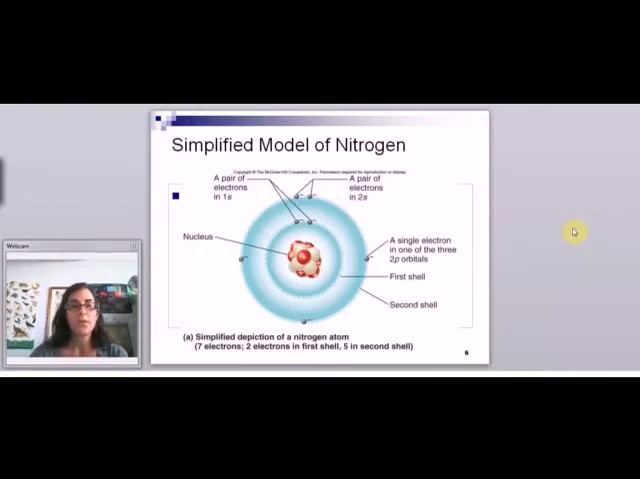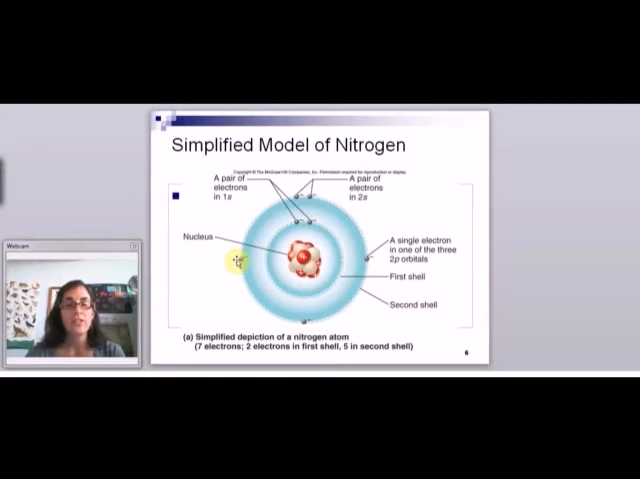This is an image of the simplified model of nitrogen, the one we were just talking about. Nitrogen has 7 protons in here. They're clumped together with the neutrons in the nucleus, so notice they're clumped together in the center. The electrons are in these energy shells. 2 electrons fit into the first one, and that fills it. The remaining 5 electrons have to go into the outermost shell, or the valence shell. So there are 1, 2, 3, 4, 5 electrons in the valence shell.